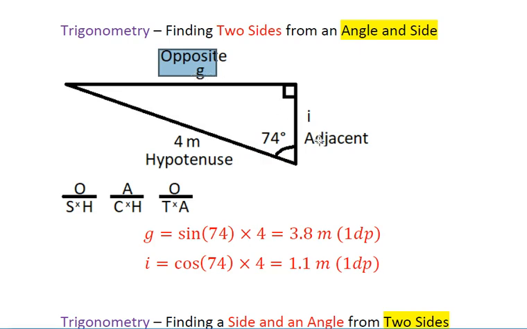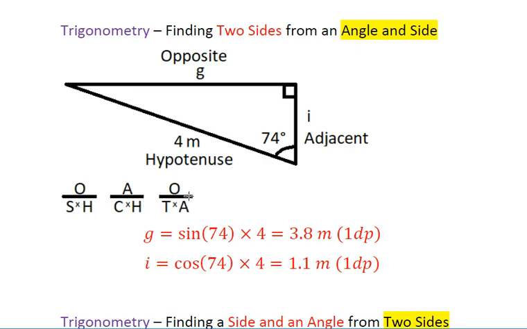The most important things here now, when we're trying to find out what I is, are in fact the I, which is adjacent to 74 degrees, and our 4 meters, which is our hypotenuse. It's a given side, which is always relevant there because it's given information. So we've got adjacent and H, A and H. Now the only one of these here, SOH, CAH, or TOA, is CAH. We've got C, A, H.